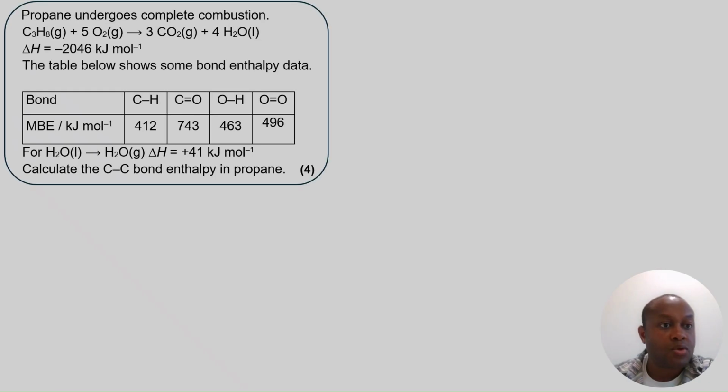So here is the question. Propane undergoes complete combustion. We're given the equation of the reaction, and we're given the enthalpy change of the reaction as negative 2046 kilojoules per mole. We're given a table that shows some bond enthalpy data. We are given the equation that occurs when water vaporizes from liquid to gas, and we're told that the enthalpy is positive 41 kilojoules per mole. We are asked to calculate the carbon-carbon bond enthalpy in propane, and this question is for 4 marks.